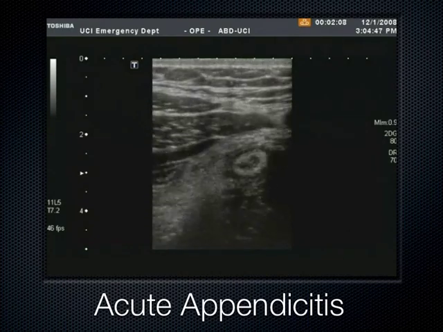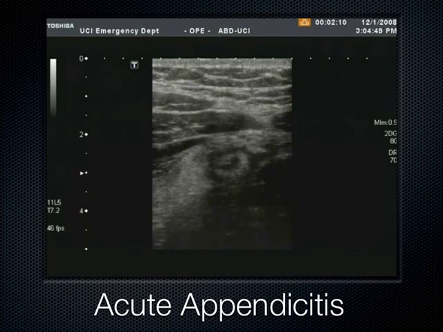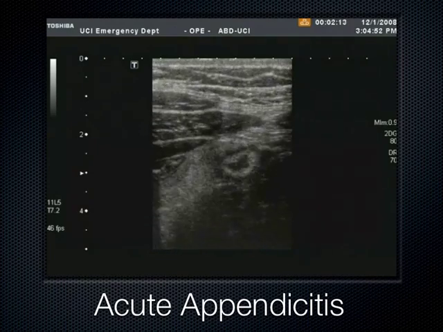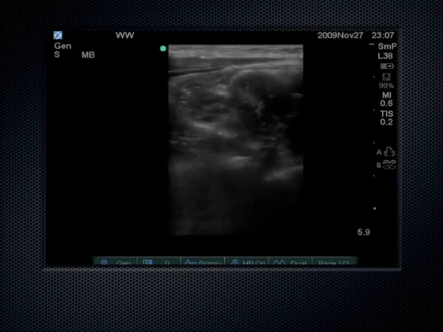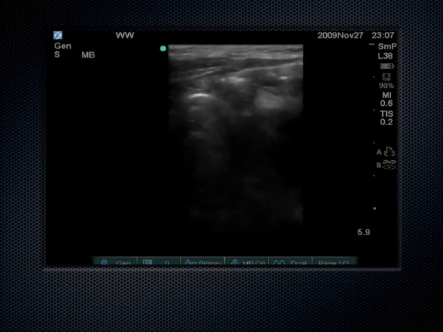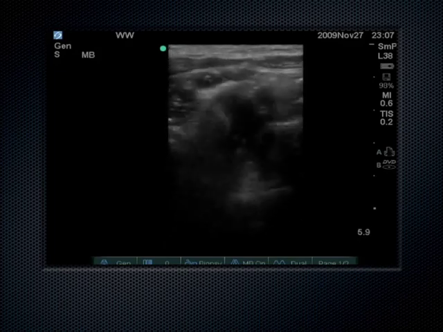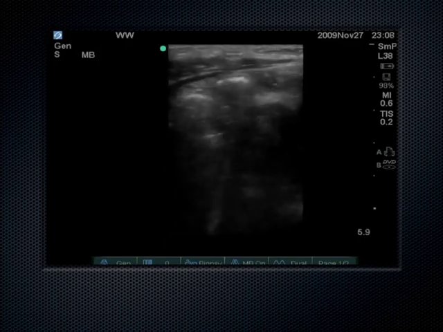the appendix is a non-compressible tubular structure in the right lower quadrant that measures more than 6 millimeters. That's how you do it. That's the technique. Here we're trying to identify the appendix. Here's our psoas muscle practically coming all the way to the abdominal skin. This patient's very, very thin. That's how we're able to do this.